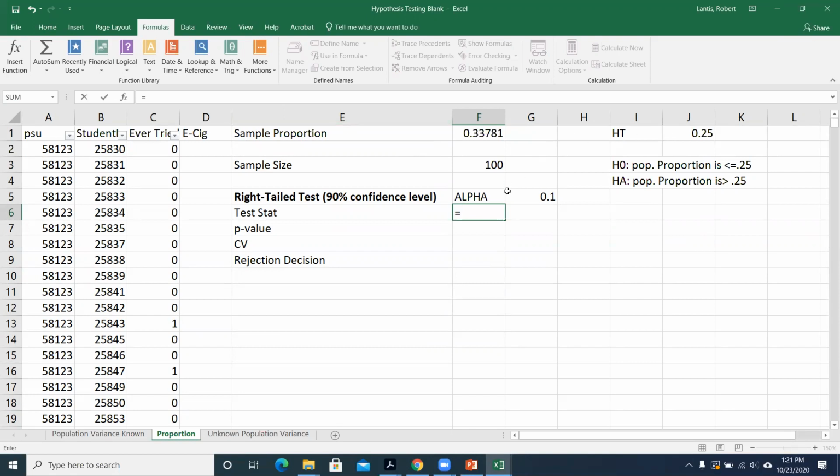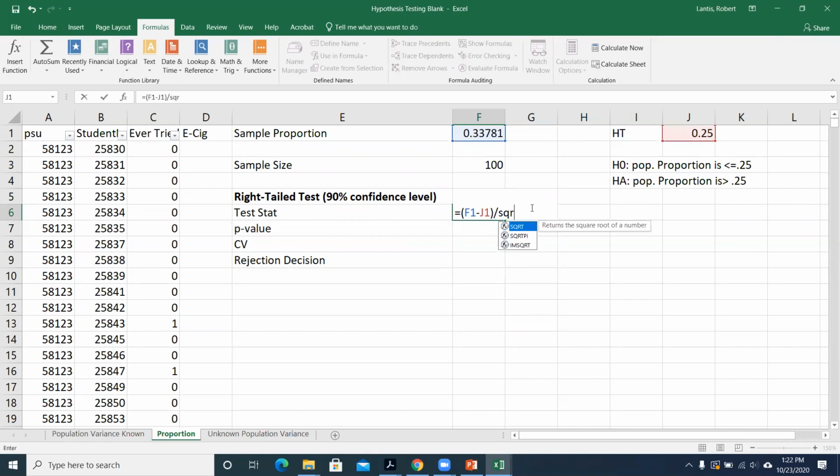Selecting the cells that exist in our Excel worksheet. So how do we find the test statistic when we're dealing with a sample proportion? We take the sample proportion we found, we subtract the assumed true population proportion, which I had entered into a cell up here, and I'll show you why once we get to the end of the example, why I didn't just type 0.25 in here, okay?